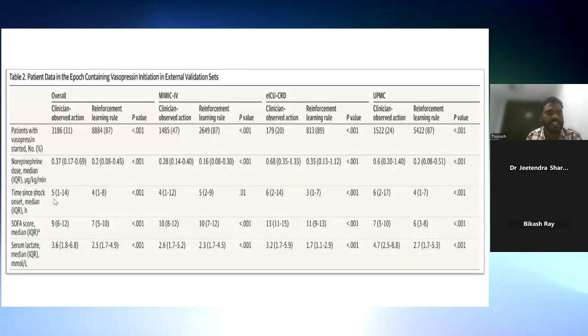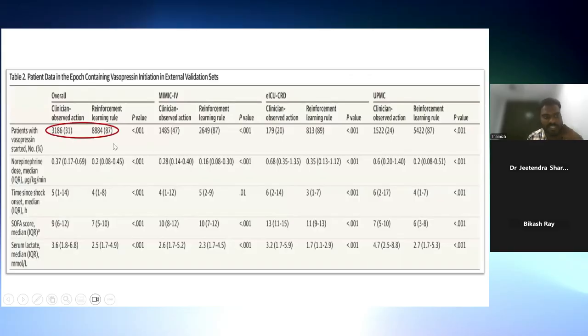So they have also mentioned at what doses they have started vasopressin, in how many patients they have started vasopressin, at what point of time since shock onset they have started vasopressin, and with what SOFA scores and at what lactate levels they have started vasopressin. So this shows the overall group, and this shows the individual external validation set.